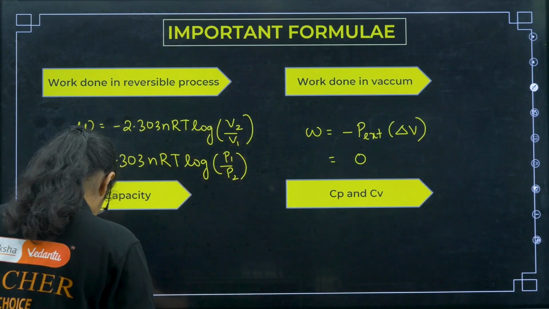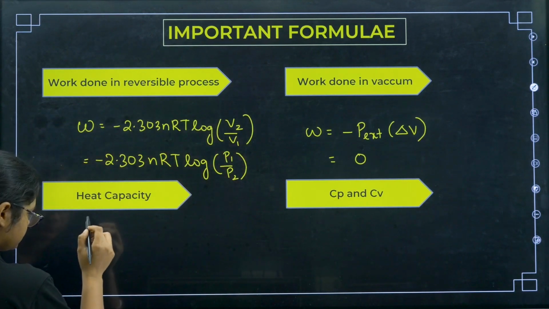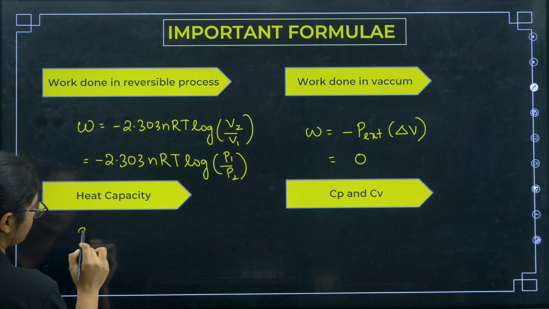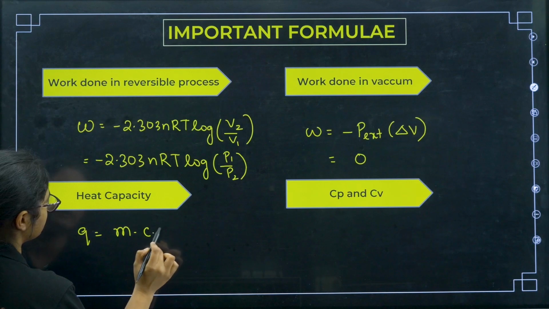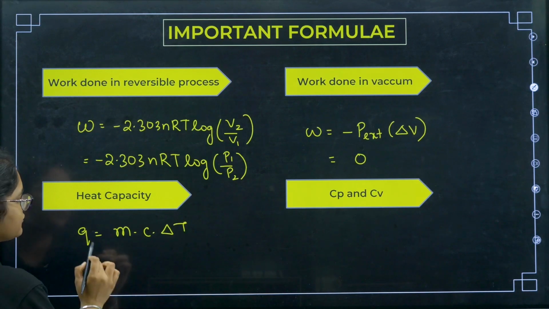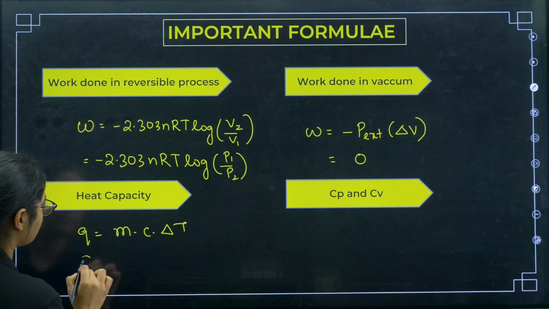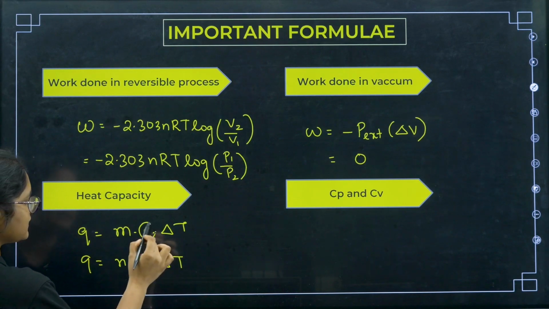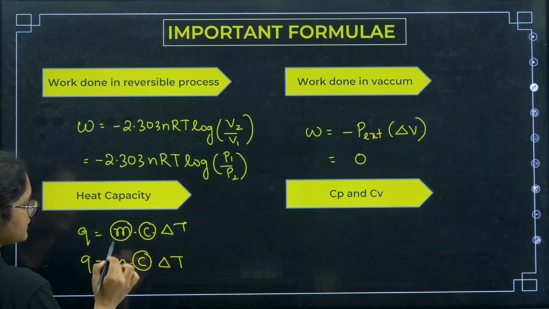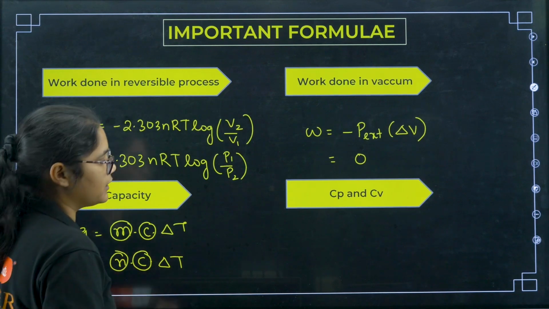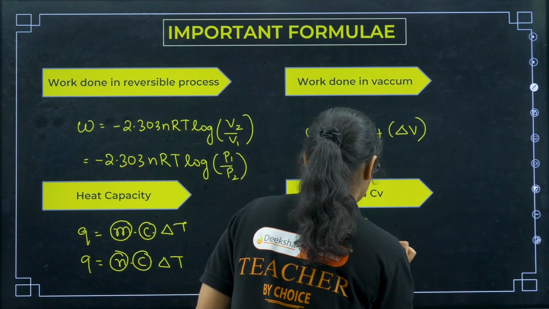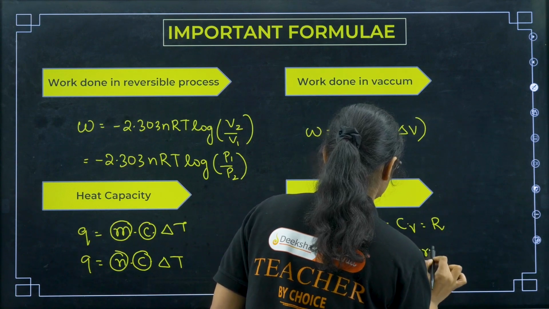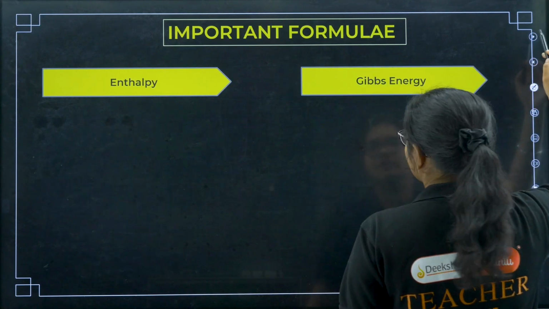Now heat capacity. The formula will be Q = mcΔT, okay. So this is for specific heat capacity, and for molar heat capacity, Q = nCΔT, right. Here c is the specific heat capacity, m is the mass, and n is the number of moles. Then the relation between Cp and Cv is Cp - Cv = R. Its derivation also you should practice, a very easy, small derivation.